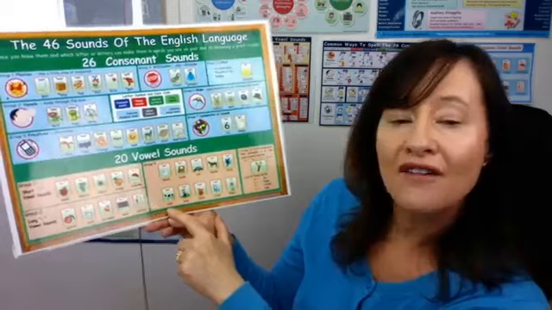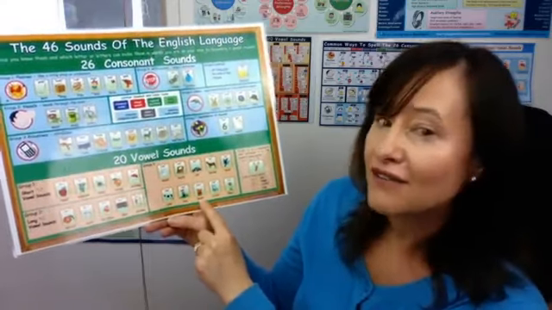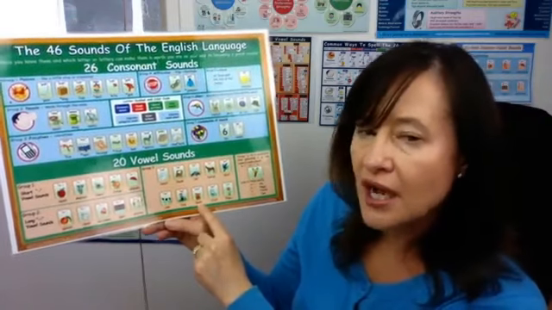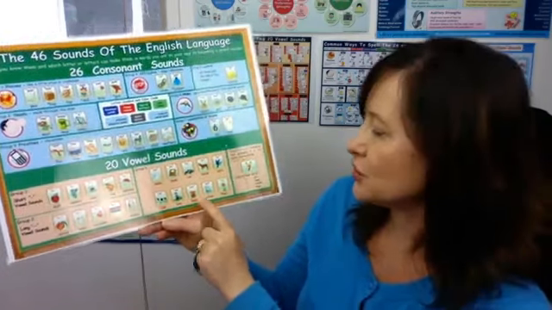We've got ow for cow, oi for boy, ear for beer, or cheer, or here. Here's a nice easy one to help you remember, isn't it too?